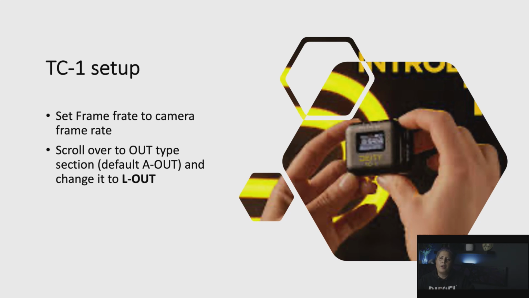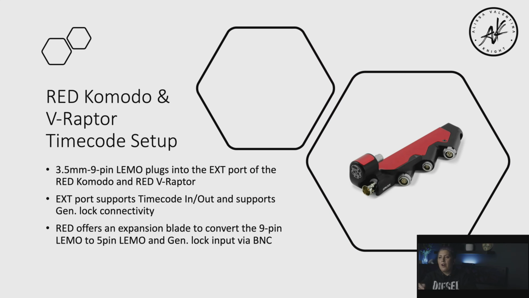But you want to sync up with your cinematographer or DP, your camera operator. Make sure that the frame rate on the camera is matched up with the frame rate on the TC-1. So if you're shooting at 23.98 frames per second, or you're shooting at 60 frames per second, whatever it is, the TC-1 needs to match that frame rate that's configured in your camera. So once you've set the frame rate on the TC-1, you want to scroll over to out type in the menu and then change that out type. I believe the default is A out. You need to change that to L out. Now for the RED Komodo and V-Raptor timecode setup, it's exactly the same.